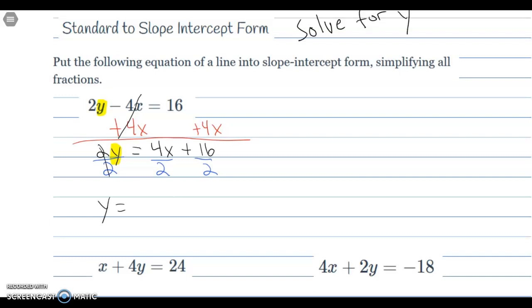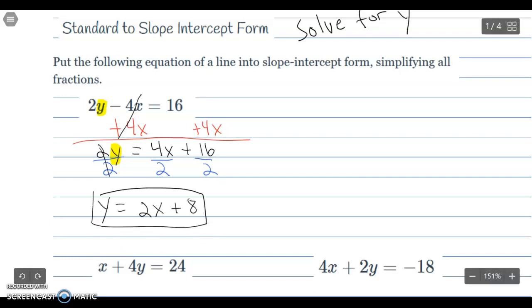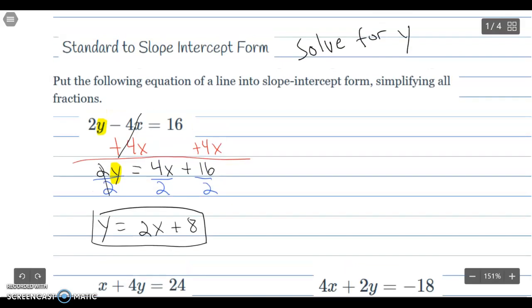So you end up 4 divided by 2 is 2. So you got 2x. And then 16 divided by 2 is 8. So that's going to leave you y is equal to 2x plus 8. And that's it. You went from standard form to slope-intercept form. All you have to do, again, is solve for y.